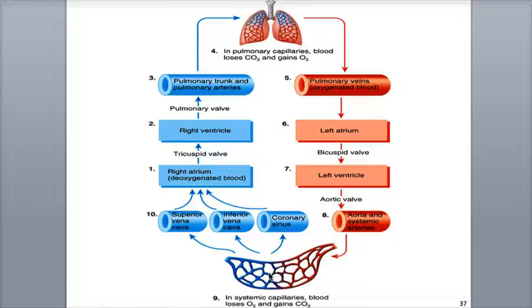The deoxygenated blood then drains into systemic venules, which merge into larger diameter systemic veins. The blood is collected by the superior vena cava, inferior vena cava, and the coronary sinus, and delivered into the right atrium of the heart.